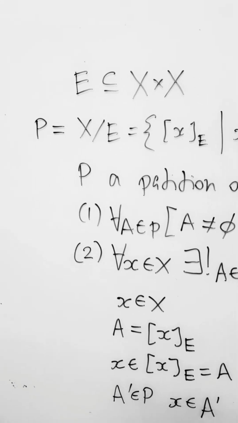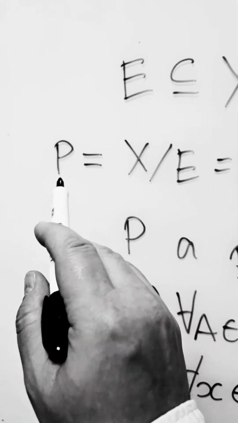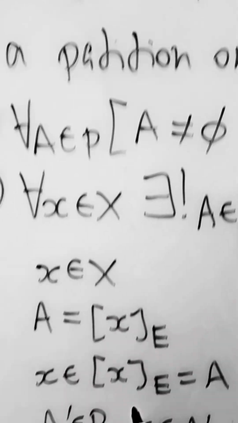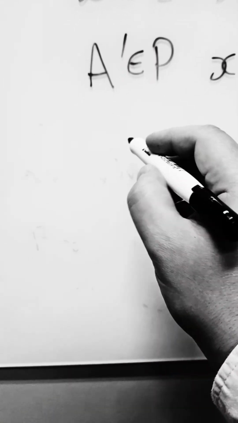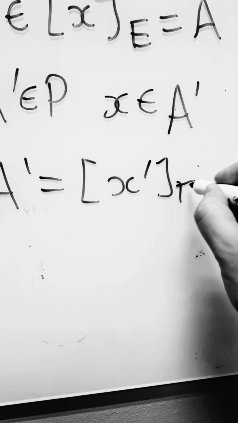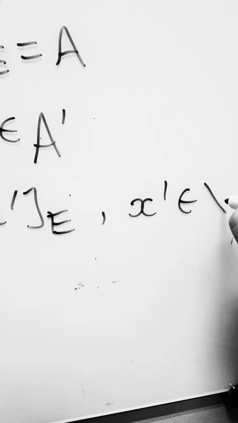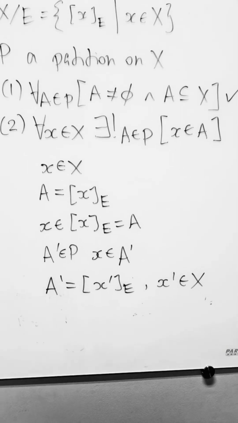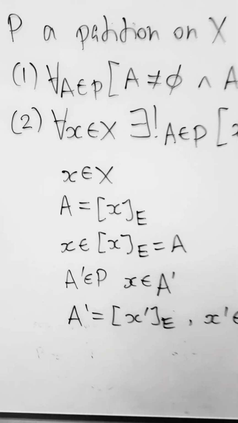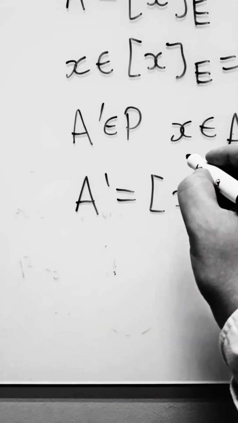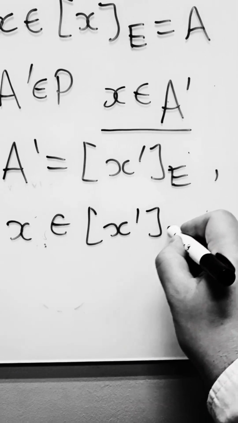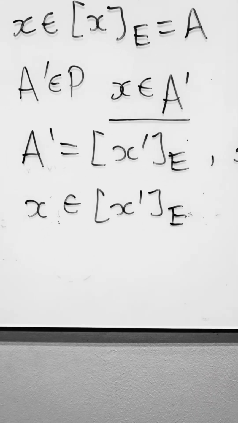Of course, we're still checking that it's a partition. But the point is that the elements of the P we're working with are equivalence classes of elements of X. So this A prime needs to be one of those equivalence classes as well. Let's say it's an equivalence class of some element X prime, where X prime will be from capital X as well. So now we have that the element X being in A prime is also in the equivalence class of X prime. But what does that imply?